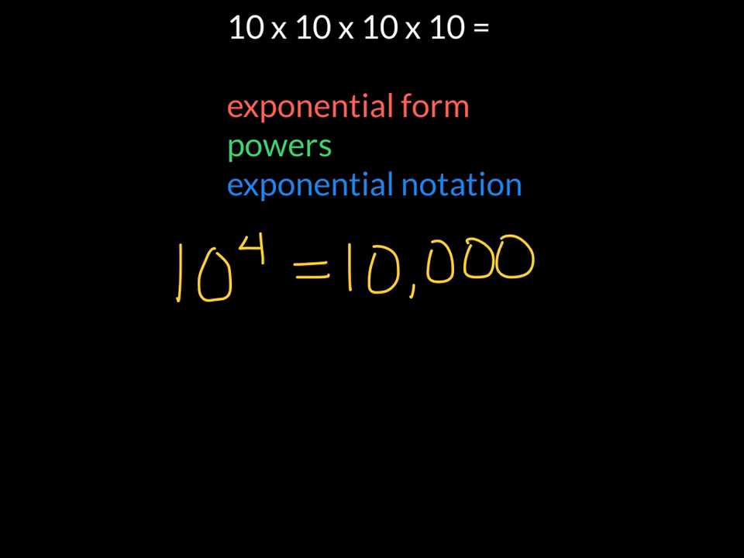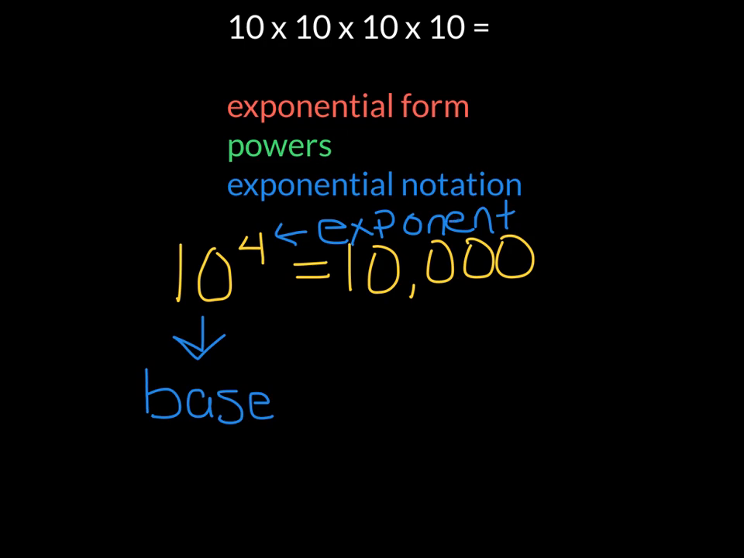Let's take a look more closely at our 10 to the fourth power right here. We have a couple parts that we need to identify so that you're more familiar with the vocabulary that goes along with this section. So the 10 that we have, this is the base of the number. And the 4 right here, this is the exponent, which we identified earlier. The little raised number here that tells us how many times we've multiplied this number by itself.